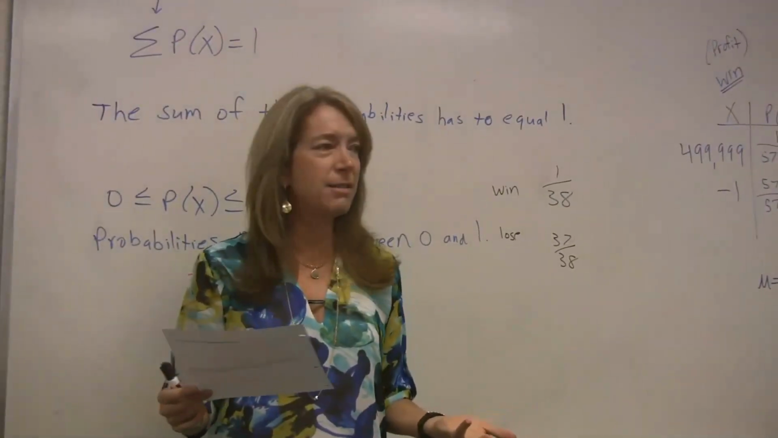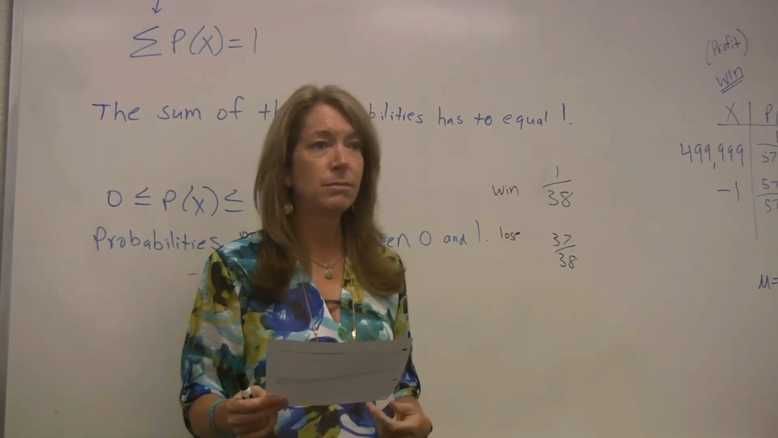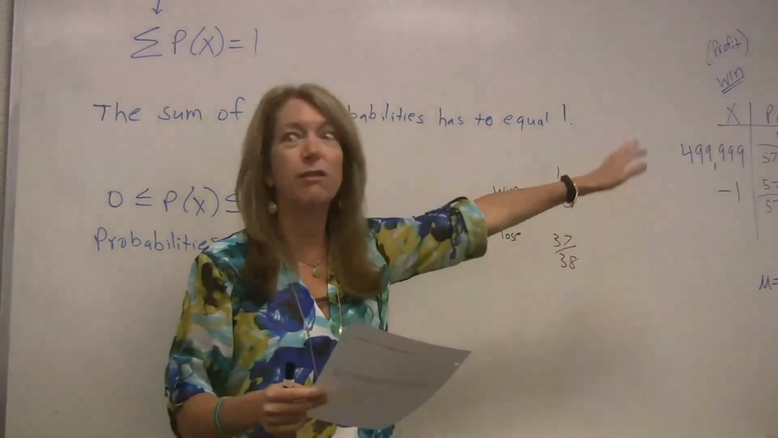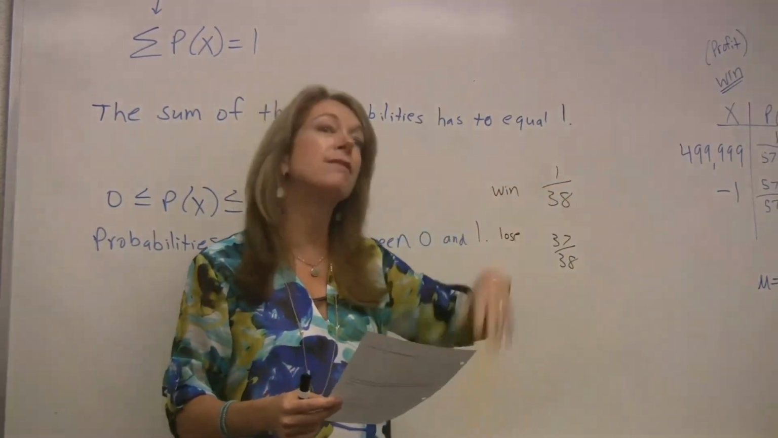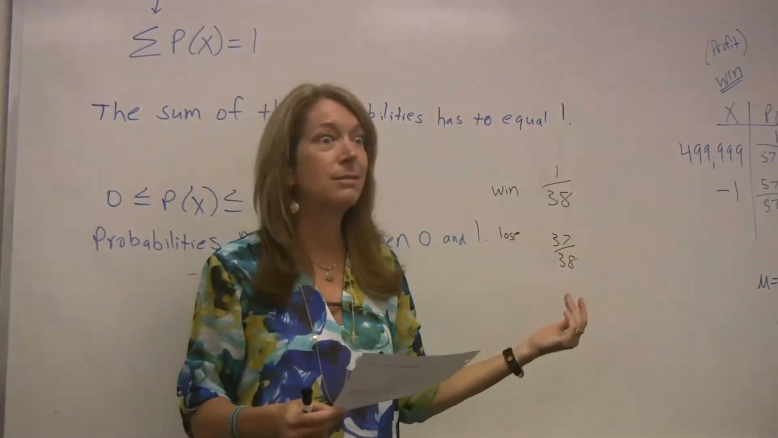N is the number of trials. I mentioned that up above. So if I wanted to play this lottery over and over and over again, because I still am convinced I'm going to win, if I play it 47 times, that'd be my N.